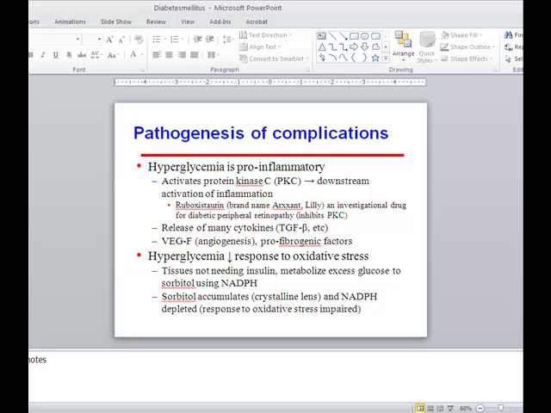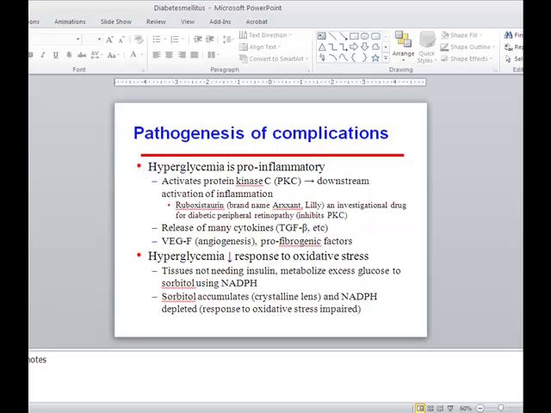For example, there are some tissues in the body that really don't have insulin receptors. So some amount of glucose is getting in, but a typical example is the lens inside your eye. The lens epithelium does not have insulin receptors, but glucose can get in.